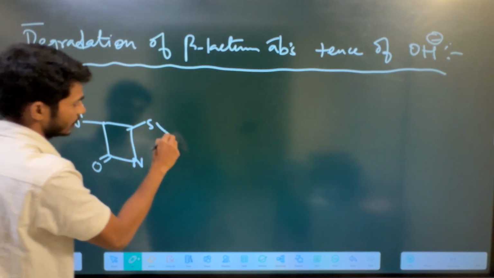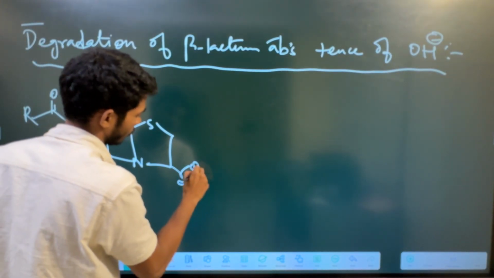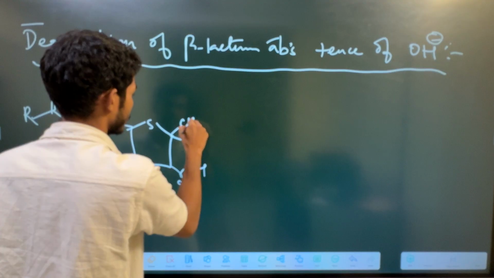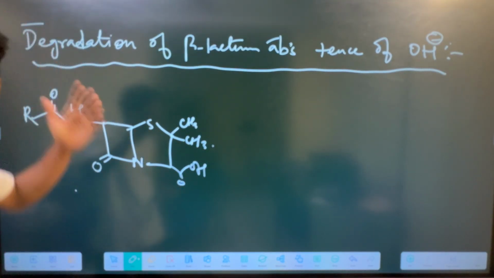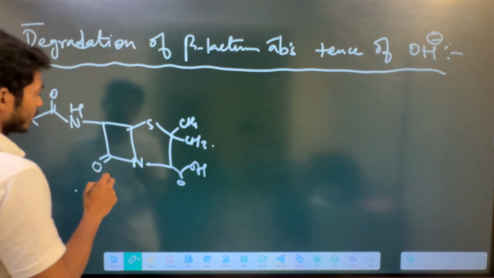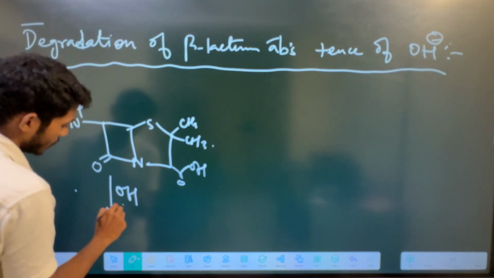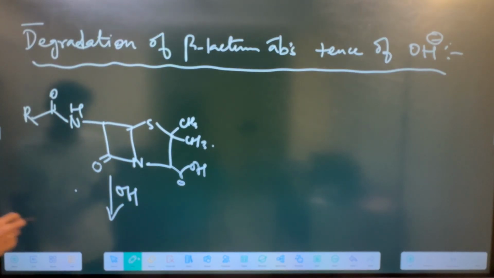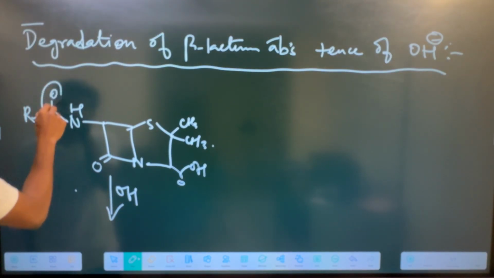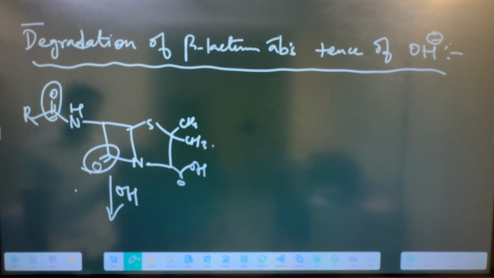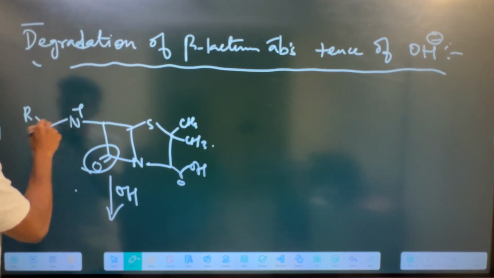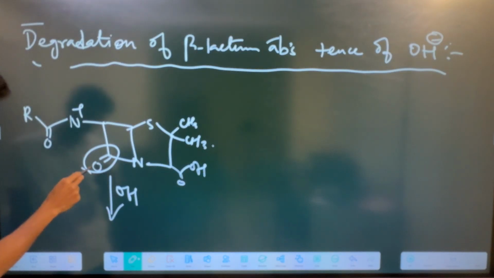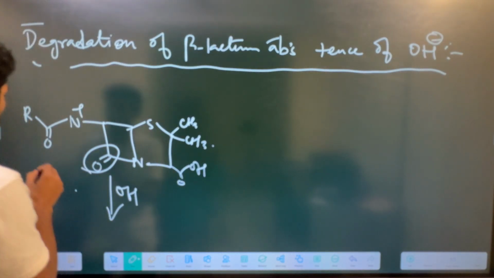Here nitrogen is present, and along with that you will see one C double bond O, an acidic OH group is there, and along with that CH3 is present here, right? Now what will happen? This is the penicillin structure. So when OH is present, that is a basic environment. When the OH is present, what will happen? See, this C double bond O, that is a carbonyl group, and this C double bond O, that is a carbonyl group, they are very important in the structure. Why? In this C double bond O, this oxygen is highly electronegative. Here also this oxygen is highly electronegative. So what will happen ultimately?